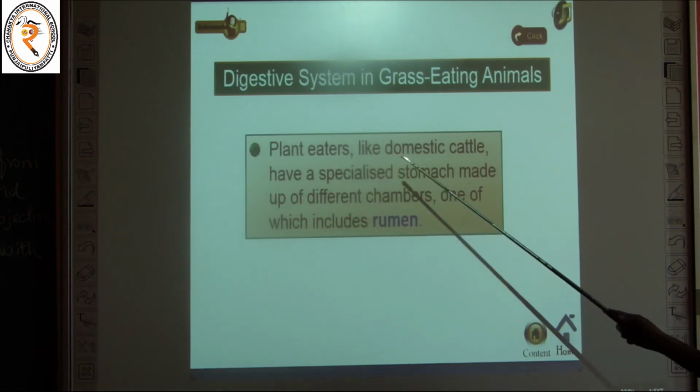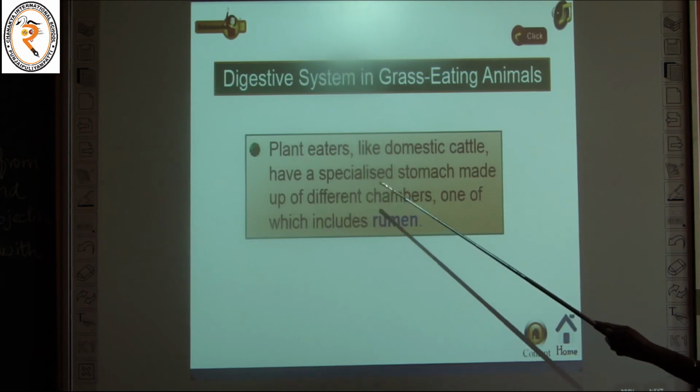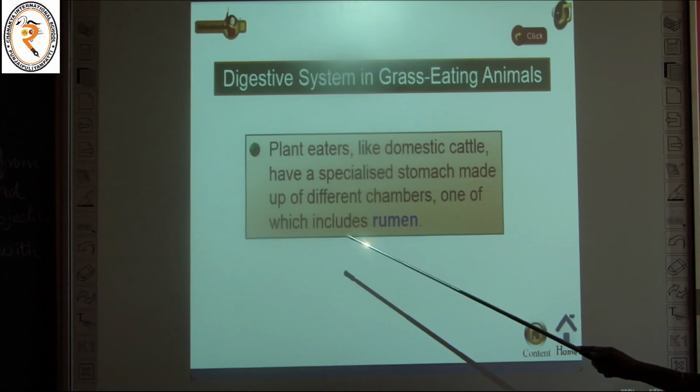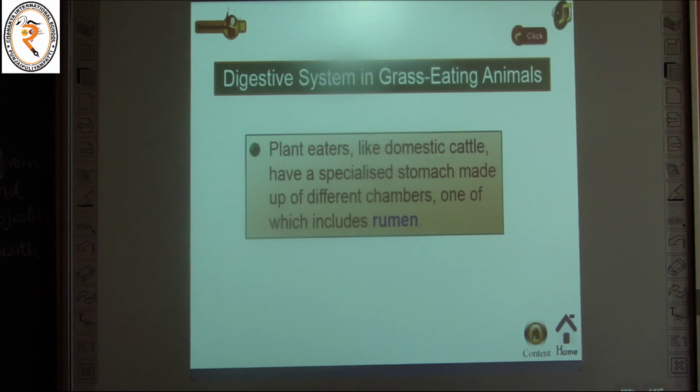Plant eaters like domestic cattle have a specialized stomach made up of different chambers, one of which is the rumen. So they have different chambers to digest the food items. One of the chambers is called what? Rumen. Make a note, it is called rumen. The next one.